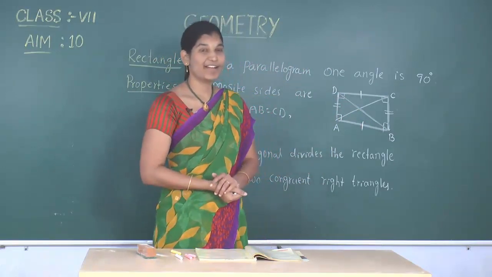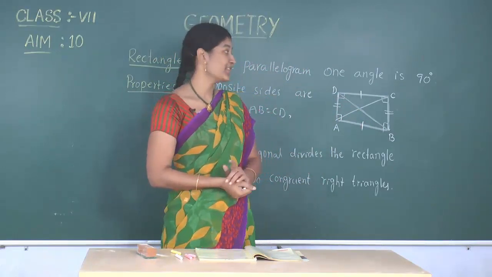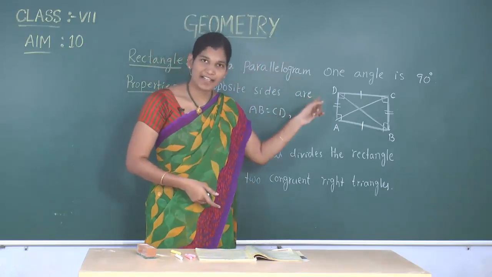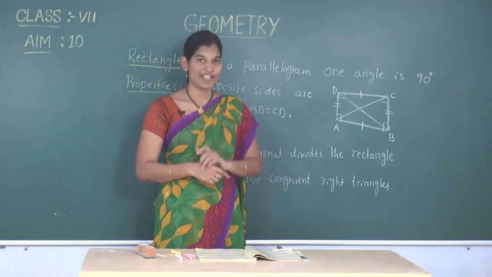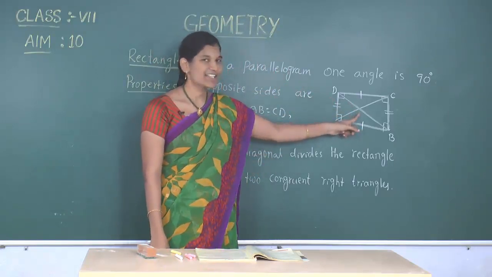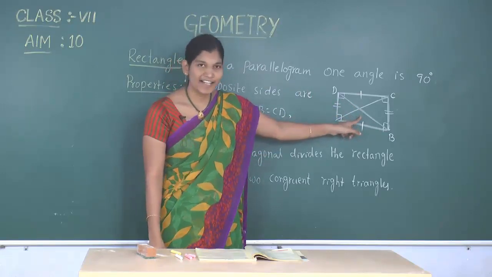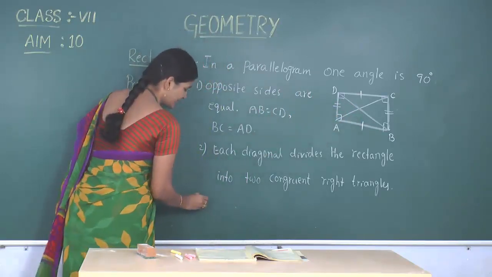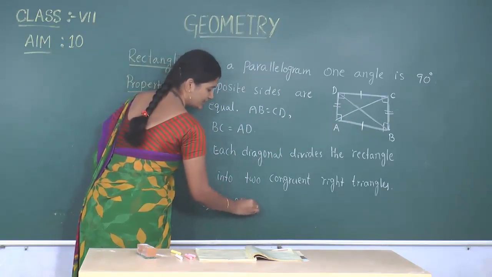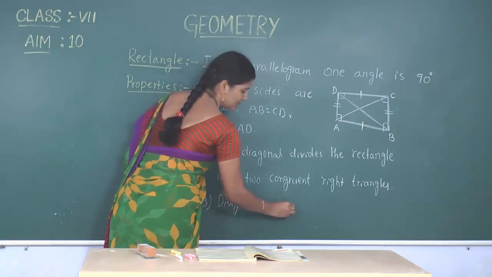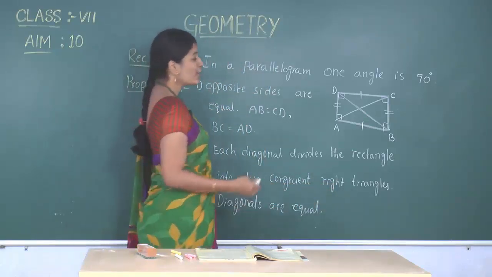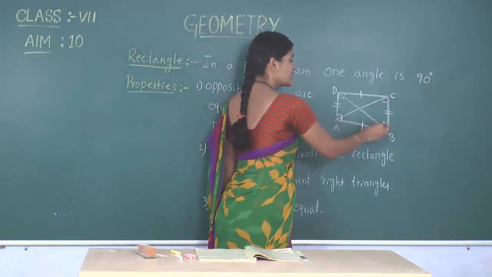And the next one, a very important thing, the difference between the parallelogram and rectangle is, in a parallelogram the lengths of the diagonals are not equal, whereas in a rectangle the lengths of the diagonals are equal. Diagonals are of equal length. Diagonals are equal.